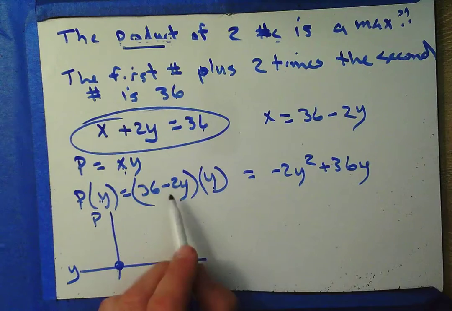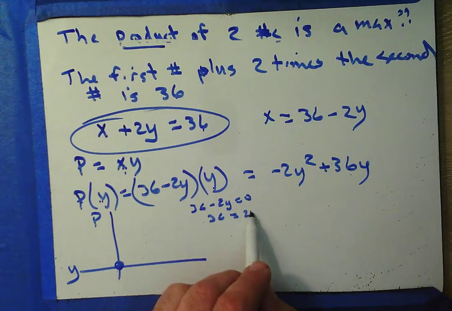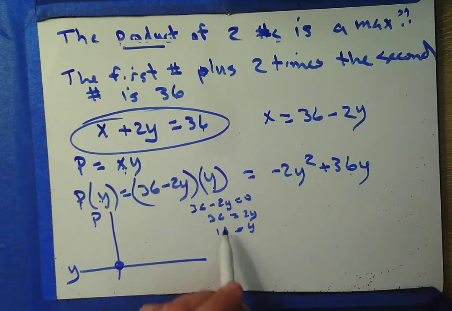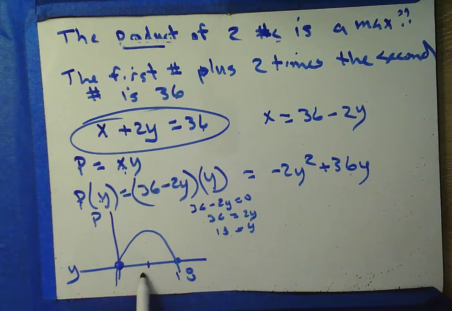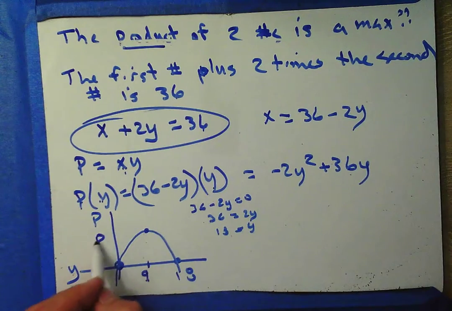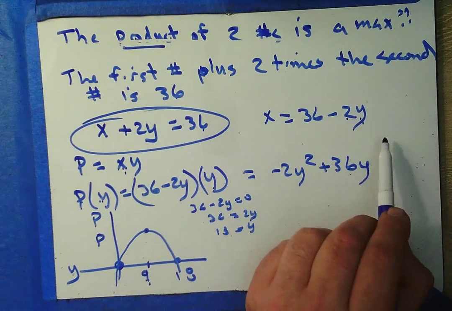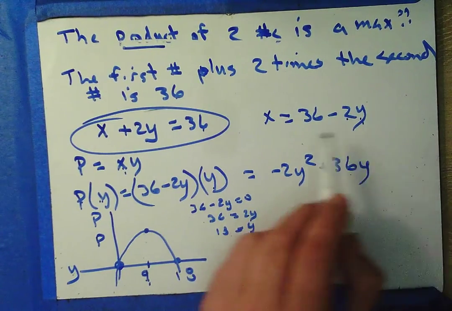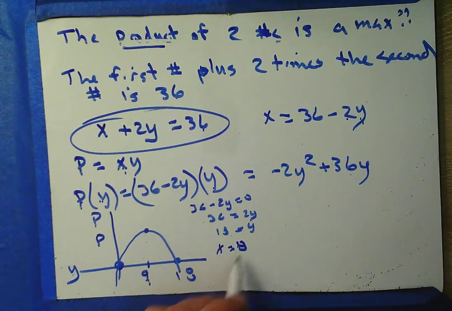And where's the other y-intercept going to be? 36 minus 2y equals 0. 36 equals 2y, and divide both sides by 2 to get 18. So this is at 18. And I know my vertex is halfway between 18 and 0, so 9. When y equals 9, we have our maximum product. Well, let's take that 9 and plug that 9 back in here. 2 times 9 is 18. 36 minus 18 is going to be 18. So the numbers are x equals 18 and y equals 9.